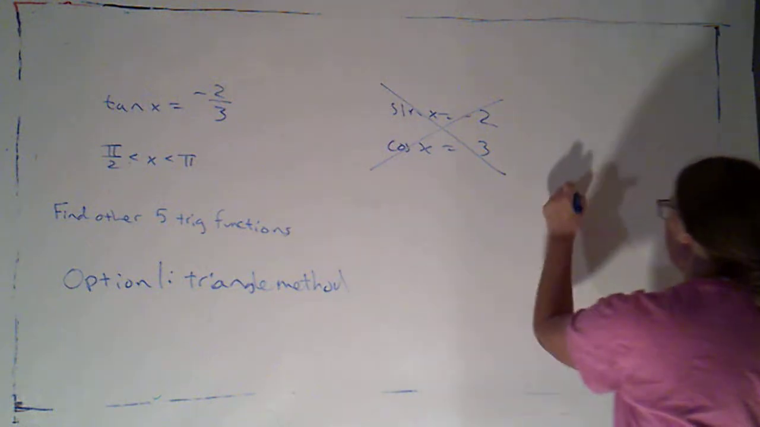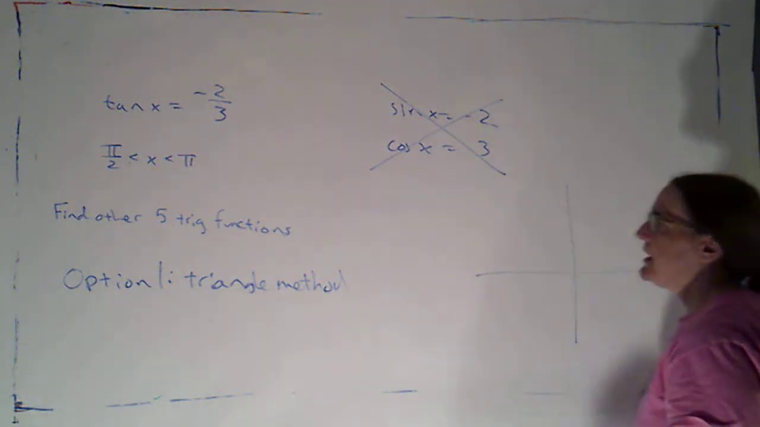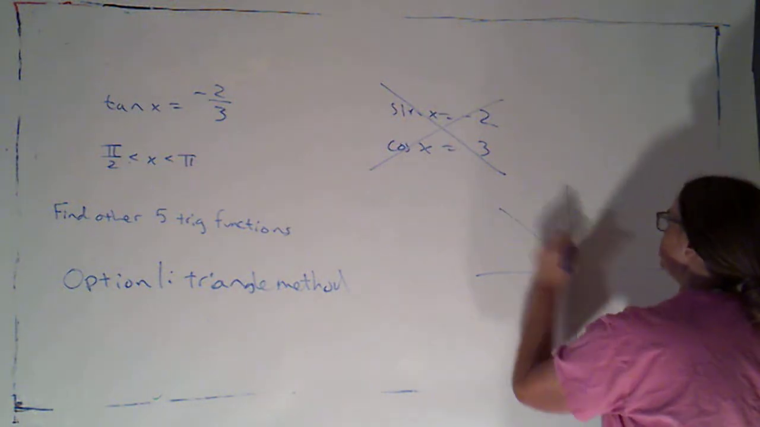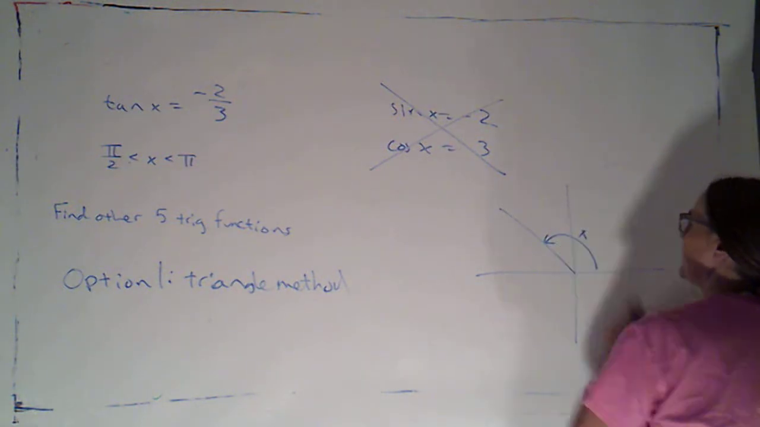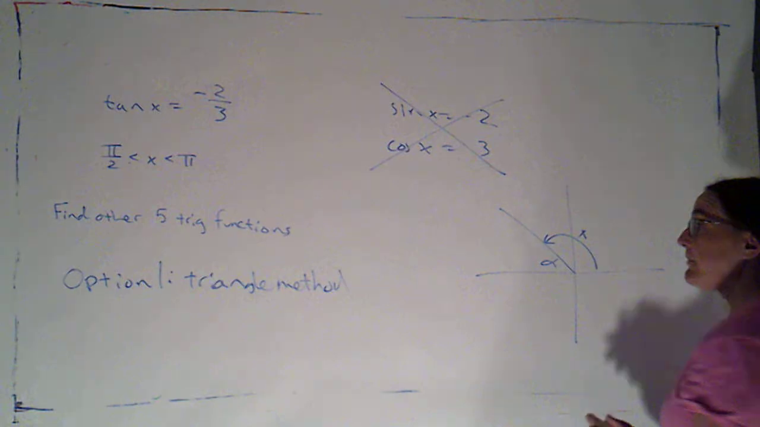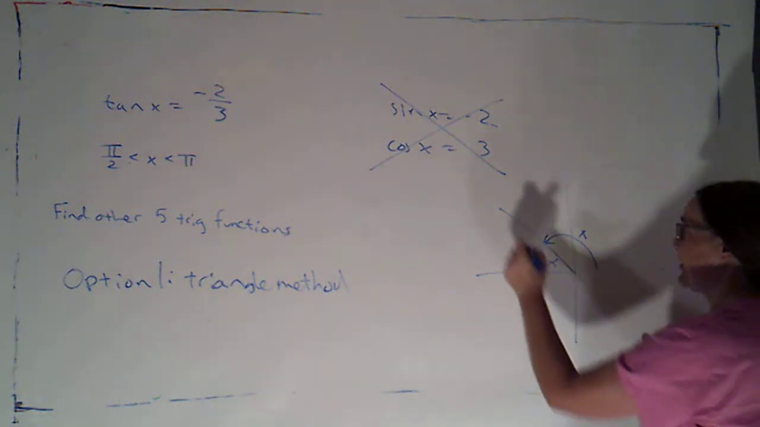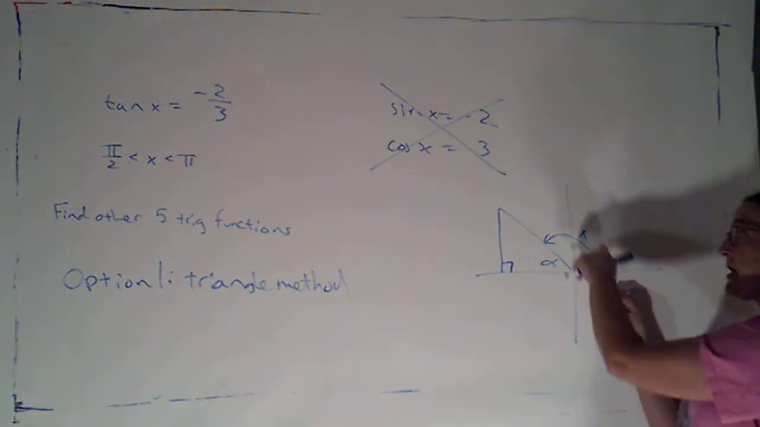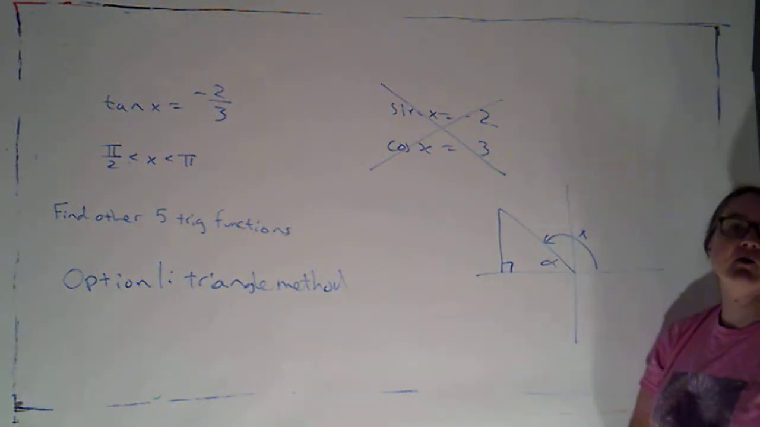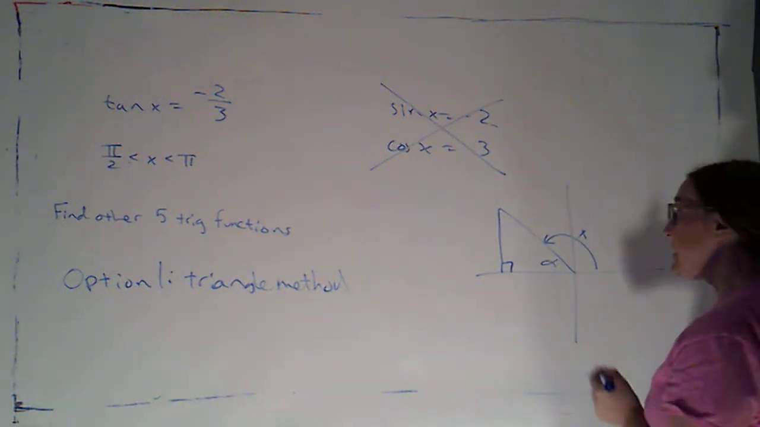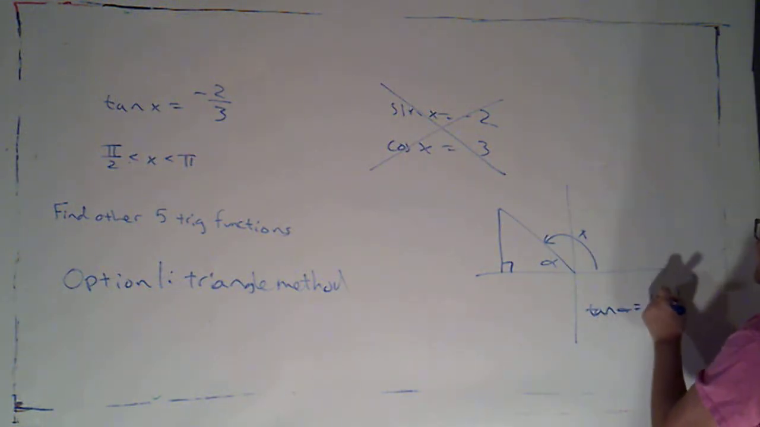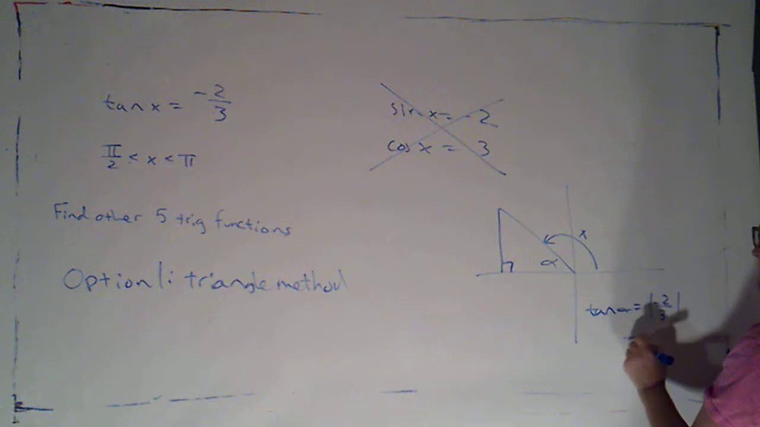So I'm going to draw myself a picture. Now here, this basically tells me that x is in quadrant 2. So then I've got my reference angle alpha right there, and I can draw a right triangle. I can't draw a right triangle with x in it, but I can draw a right triangle with alpha in it. And what I know about alpha is that tangent of alpha is the absolute value of negative 2/3.